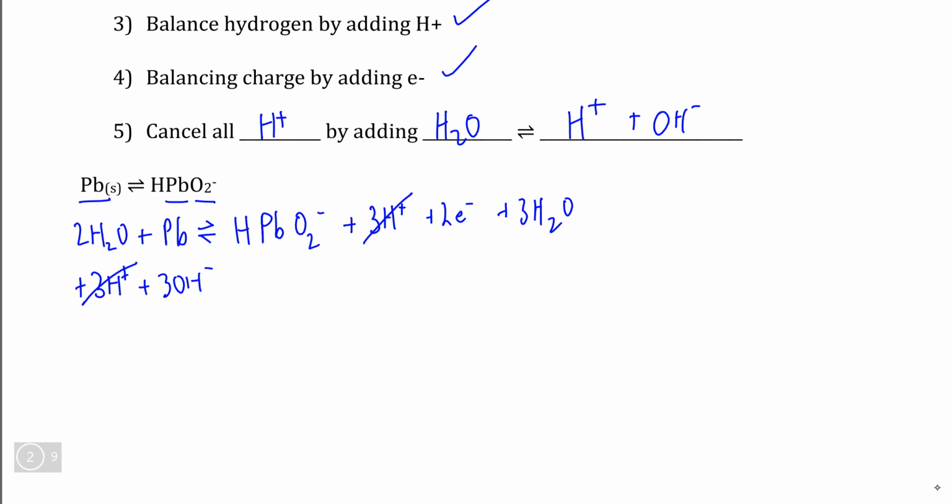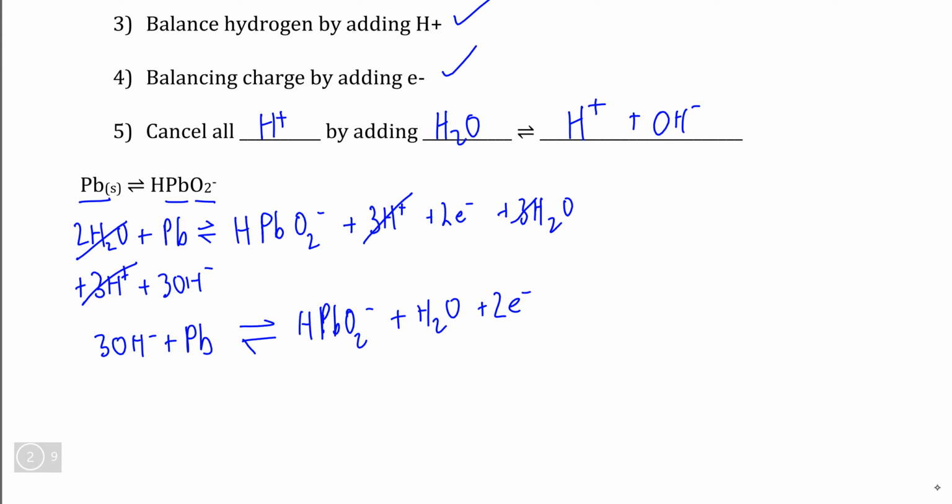Secondly, we can also cancel the 2 water molecules in the reactants here and cancel 2 of the 3 water molecules that we added here. And if we rewrite this equation so that it is easier to read, we would have 3 OH- plus our lead in the reactants because the water and H+ cancel each other out. And then we have our lead polyatomic ion here, followed by 1 water molecule and 2 electrons.